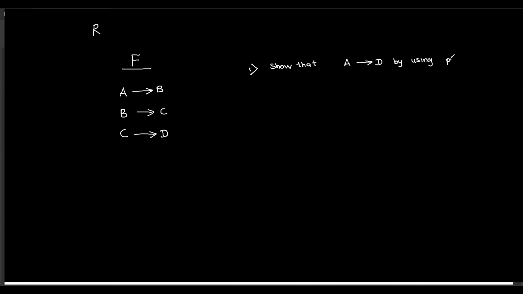Let's say we have F. F is a set of FDs in a specific relation. Let's say the relation name is R, and F has the FDs A functionally determines B, B functionally determines C, and C functionally determines D. So the first question is, show that A functionally determines D by using proper axioms.